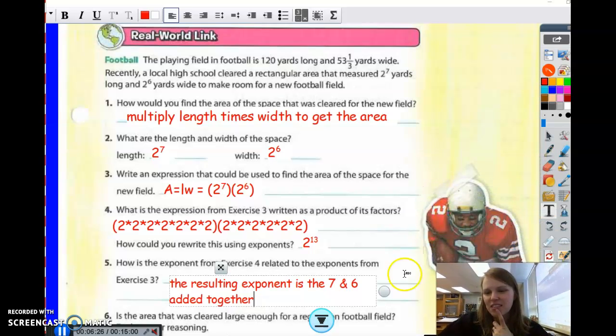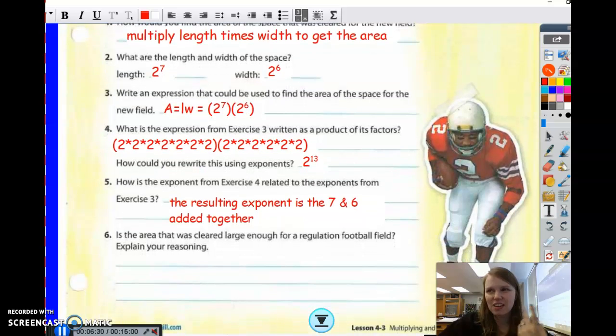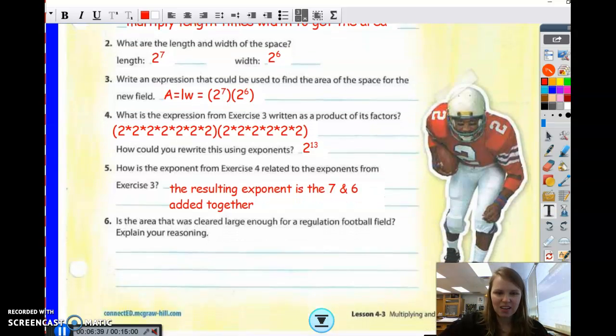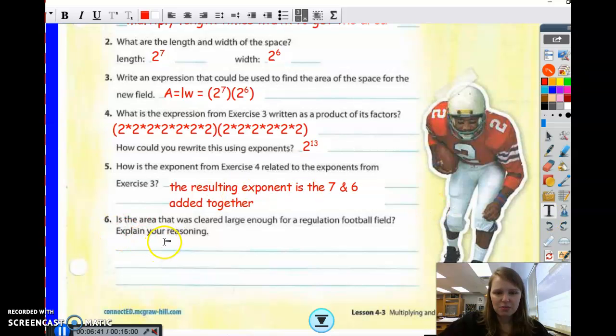So I don't know if this makes sense here. You can write down in your notes or something. If you want to write that a different way, you can. But I'm thinking, how is the exponent from 4 related to the previous ones? I think that's just added together. It says here, is the area that was cleared large enough for a regulation football field?